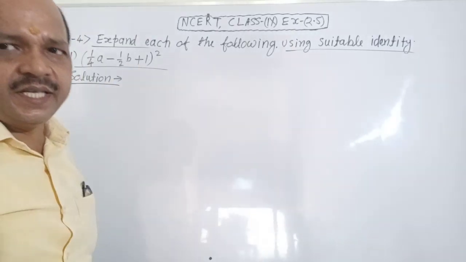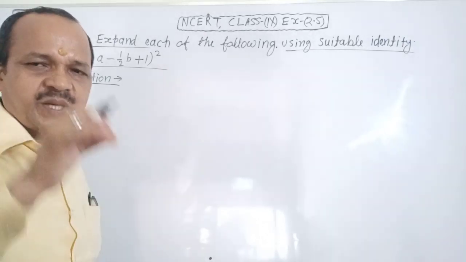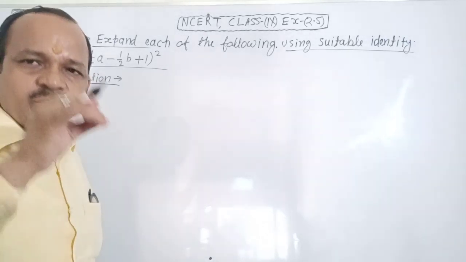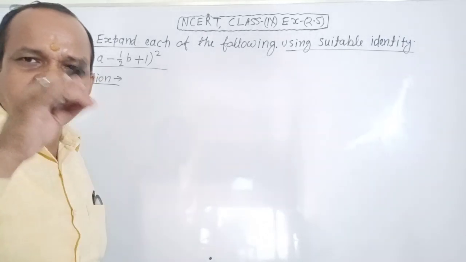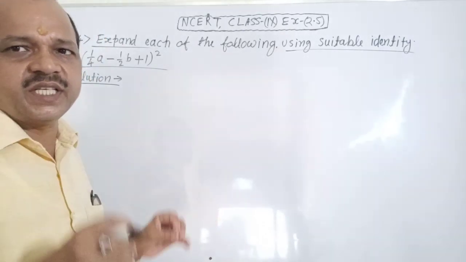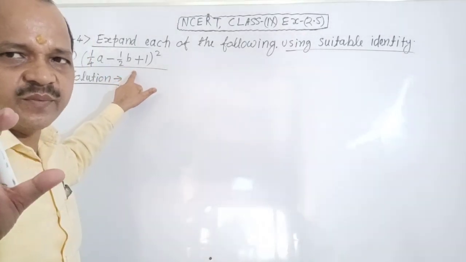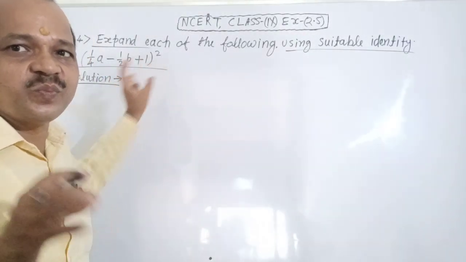The suitable identity is (a + b + c) whole square equals a square + b square + c square + 2ab + 2bc + 2ca. You can use this identity for this question. Clear? No confusion about it. Very good. It is very easy.